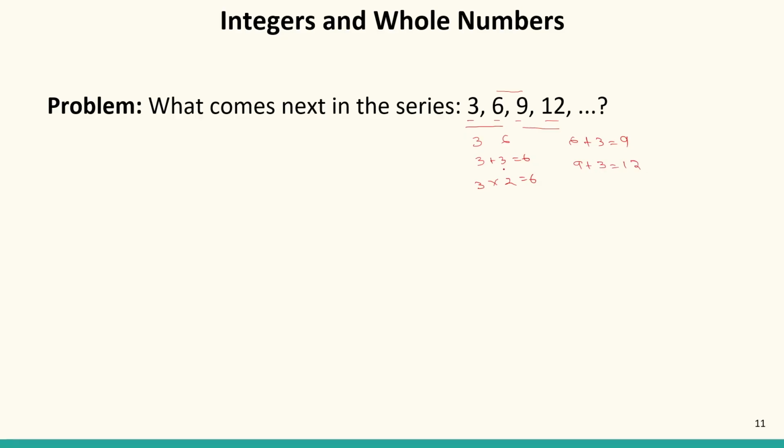So we can clearly see a pattern here. Okay, this is not the pattern. This is the pattern. So 6 plus 3 is equal to 9, and 9 plus 3 is equal to 12. So the pattern is that the next number in the series is obtained by adding 3. So if 12 is the last number, the next number will be 12 plus 3, that is equal to 15. So 15 will be the answer.